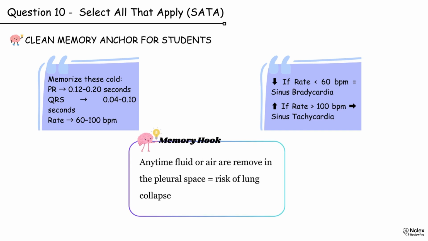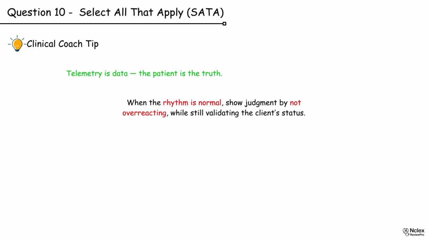Remember this memory anchor. PR interval is 0.12 to 0.20 seconds. QRS duration is 0.04 to 0.10 seconds. Rate between 60 and 100 is normal sinus rhythm. Below 60 is sinus bradycardia. Above 100 is sinus tachycardia. But rate alone does not determine urgency. Perfusion and symptoms determine intervention. Telemetry is data. The patient is the truth. A normal strip with a stable patient requires monitoring, not panic. That is how NCLEX expects you to think when interpreting sinus rhythm.